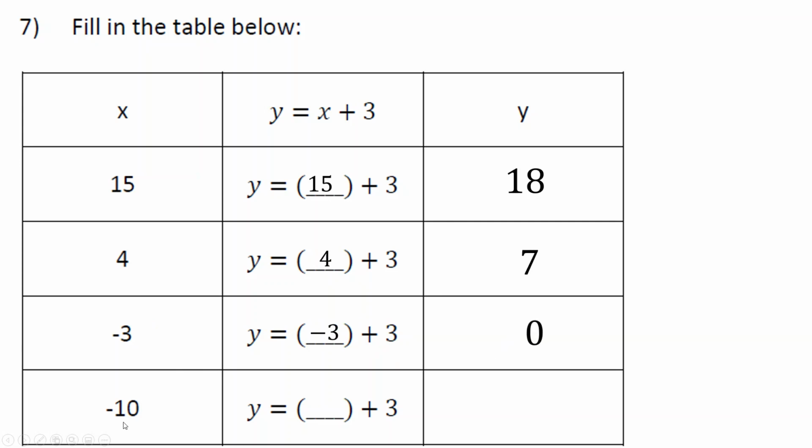If I put in a negative 10, negative 10 plus 3 gives you negative 7. 15, 18, 4, 7, negative 3, 0. You added 3 to all the inputs. All right, we're going to keep going.